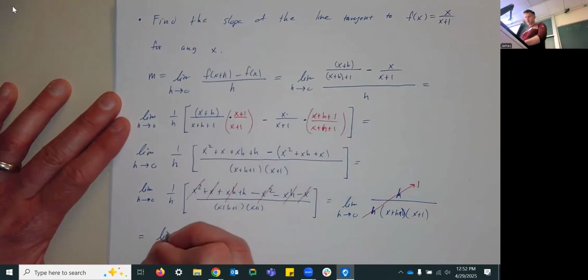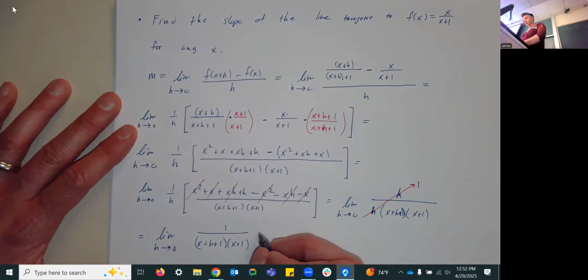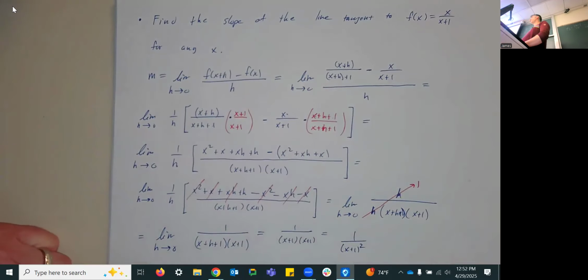We have the limit as h goes to 0 of 1 over x plus h plus 1 times x plus 1. And now we let the remaining h's become 0. We get 1 over x plus 1 times x plus 1, or if you prefer, 1 over x plus 1 squared. Whew, kind of a lot of work. Later on, we'll learn a much more succinct way of finding this thing.